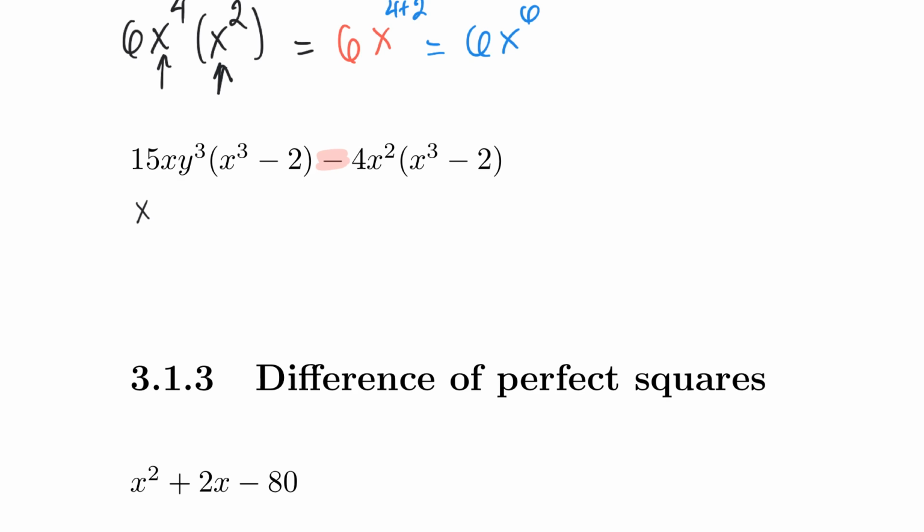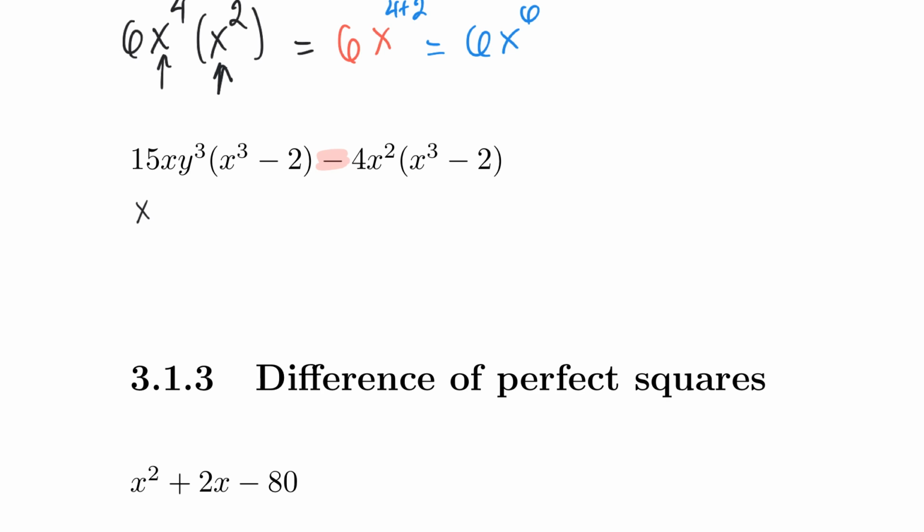Now let's go with y. This term has a y, this term doesn't have a y, so y cannot be factorized. Okay, so now let's go to the parentheses. Parentheses should be taken entirely. You cannot take x cubed separate from minus 2. You have to take the entire x cubed minus 2. Okay, so in this term we have an x cubed minus 2, and in this term we also have an x cubed minus 2. So what do we do in this case?